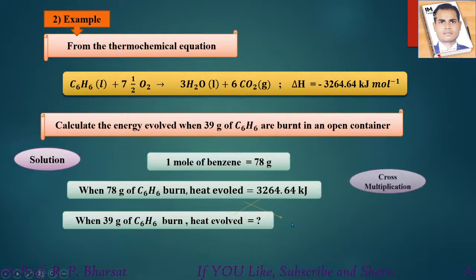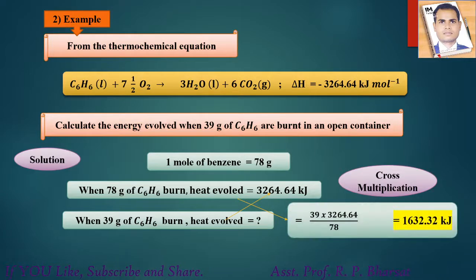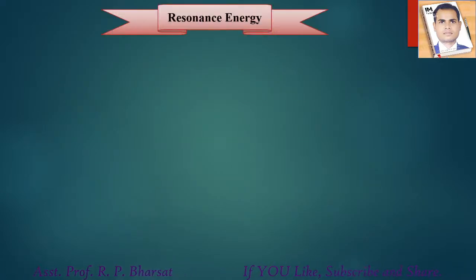So we have to do the cross multiplication here. In this way you can write 39 into 3264.64 divided by 78. You can simply do the cross multiplication, and in this way you calculate the amount of evolved energy, 1632.32 kilojoules. And now we have to see the next topic, that is resonance energy.